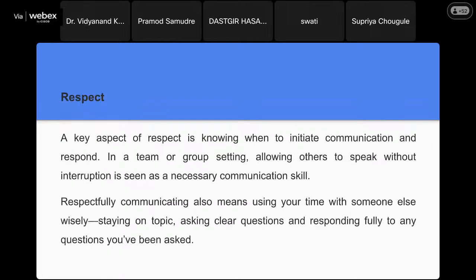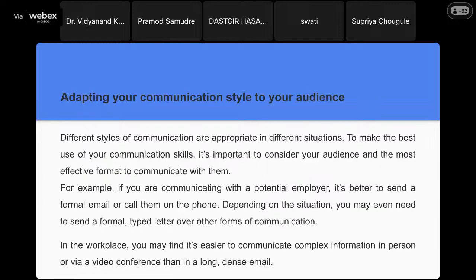Respect. A key aspect of respect is knowing when to initiate communication and respond. This is very important. As a great communicator, you have to understand that. In a team or group setting, allowing others to speak without interruption is seen as a necessary communication skill. Respectful communication also means using your time with someone else wisely, staying on topic, asking clear questions, and responding fully to any questions you have been asked. So this is very important in terms of respect as one of the communication skills.